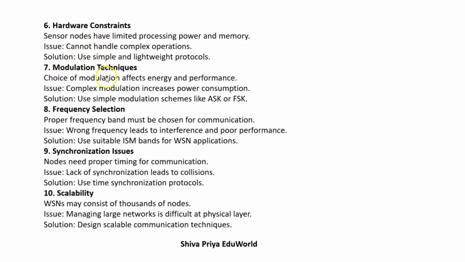Modulation techniques. The choice of modulation affects energy and performance. Complex modulation increases power consumption. To solve this, use simple modulation schemes like ASK and FSK. Frequency selection. We have to choose the proper frequency band for communication. The main issue is that a wrong frequency leads to interference and poor performance. That's why we have to use proper frequency bands. To solve this, use suitable ISM bands for wireless sensor network applications. And synchronization issues.